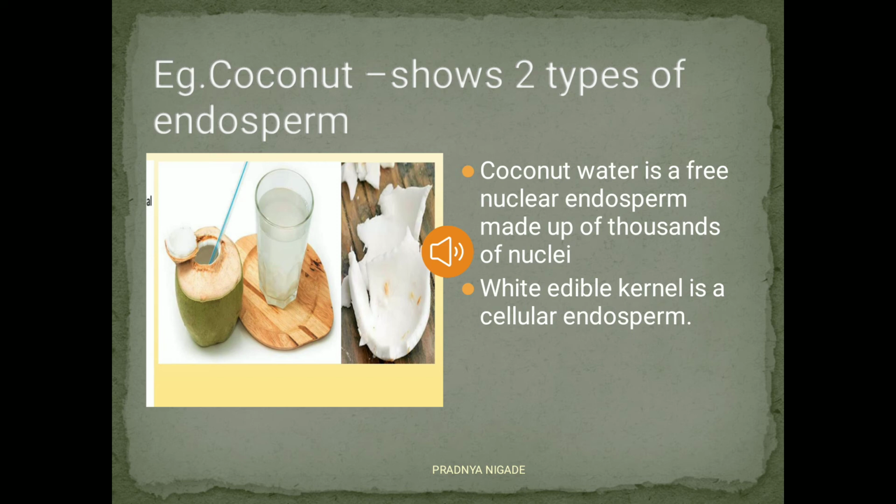Coconut has a cellular endosperm in the outer part. That is, the white kernel, which is the edible part of the coconut, is a cellular type of endosperm. And the coconut water is a type of nuclear endosperm. The free nuclear as well as vacuolated endosperm in the center is the nuclear type of endosperm.